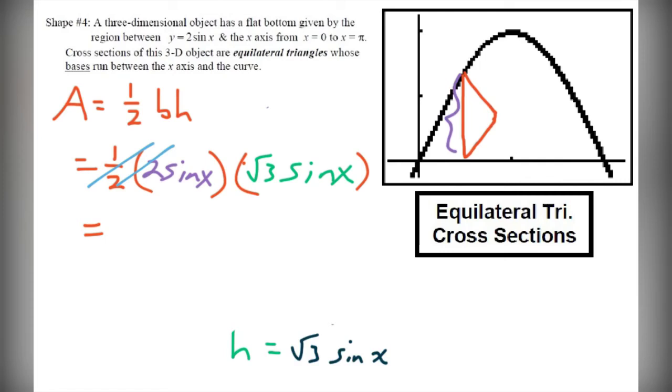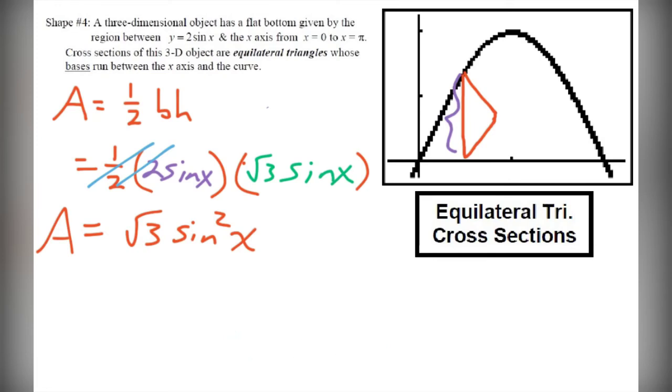Yes, the half and the 2 cancel, and yes, the sines are able to multiply to be a sine squared, and so when everything settles out, we have an area formula of root 3 sine squared of x. Now, that's the hard part. The easy part, but make sure you do this, is that you do the integral of your area.